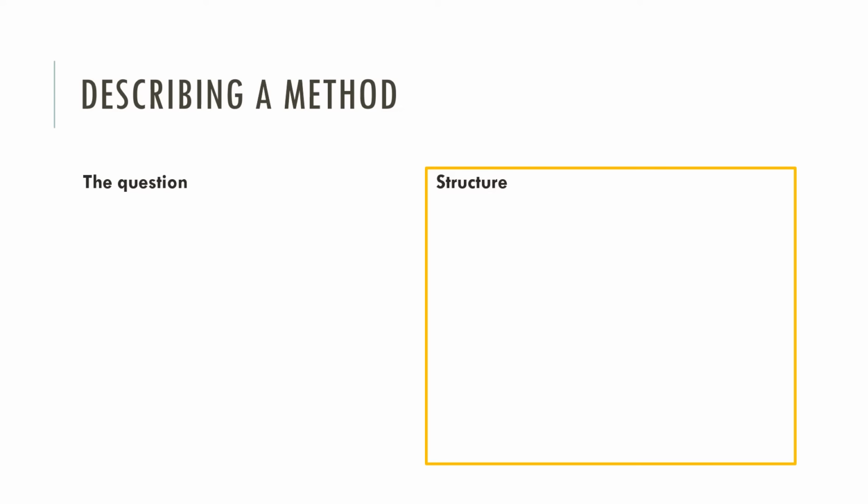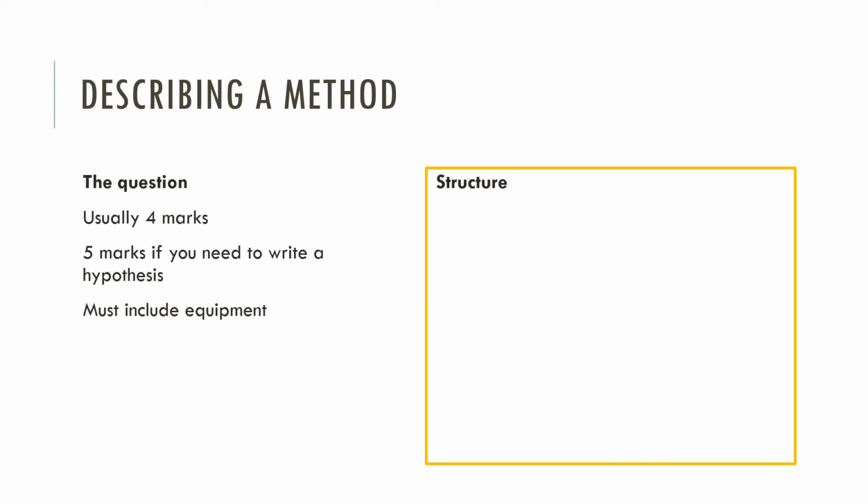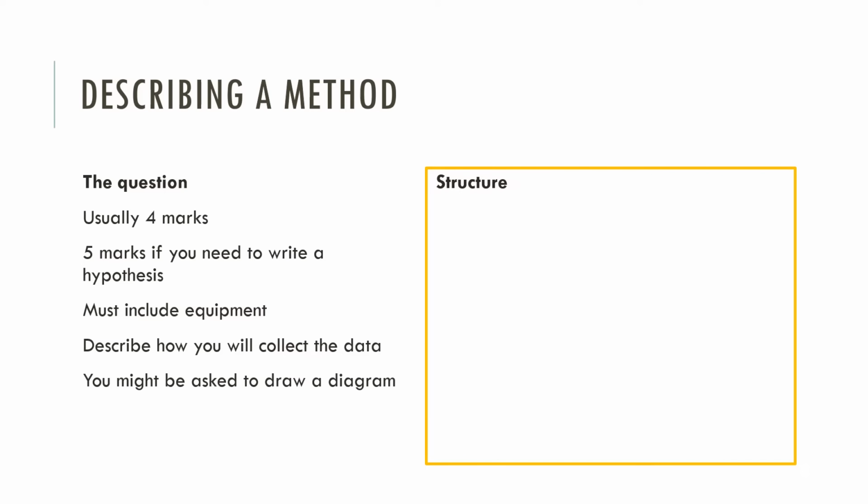So just to outline what a describing a method question is. The question is usually 4 marks, or 5 marks if you need to write a hypothesis. For all these questions, you have to include the equipment that you would use and describe how you or a group of students will collect the data. You could also be asked to draw a diagram, so it's important that in your revision notes you can draw that diagram.